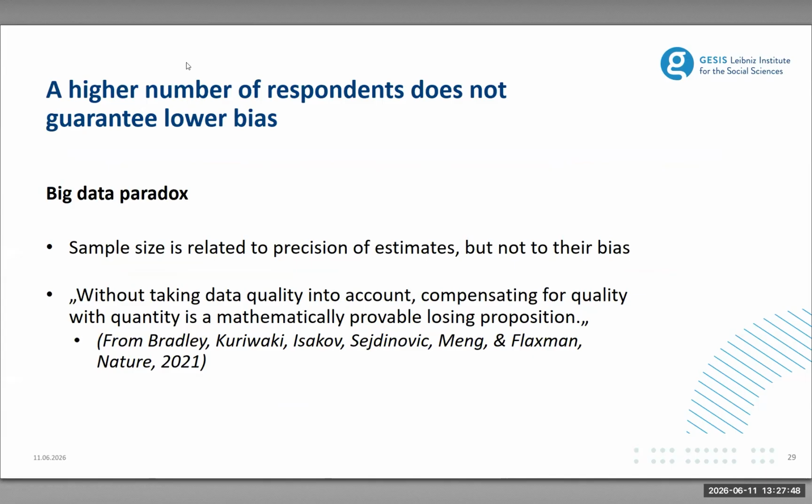A higher number of respondents does not guarantee lower bias. This is an argument that is really often made, that with these very cheap panels we can afford lots of respondents or participants, and we have a high sample size, and so everything is not that bad. But of course, we know that sample size is not related to bias. It's related to the precision of estimates, but not to their bias. So if you have a selective group, it doesn't help to get more people from this selective group. It doesn't help the data quality at all.